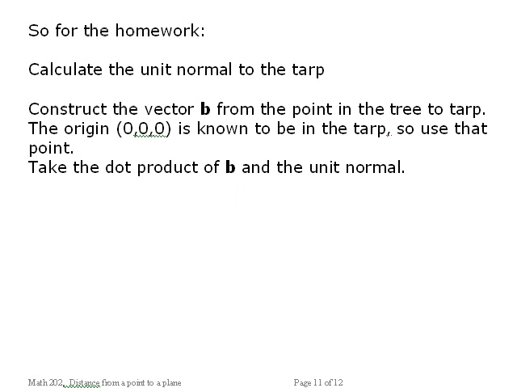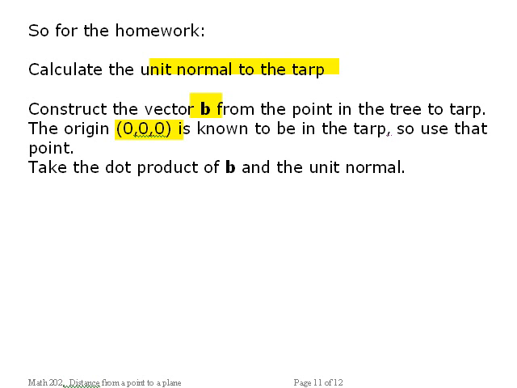So in reference to that homework problem, you need to calculate the unit normal to the tarp. That's easy enough to do. Then you need to construct the vector b that goes from some point in the tree to the tarp. The origin, 0, 0, 0, is known to be in the tarp, so use that point. That will give you the vector b, and take the dot product of b and the unit normal, the absolute value if necessary, and that's your distance. So just follow the steps as given before.